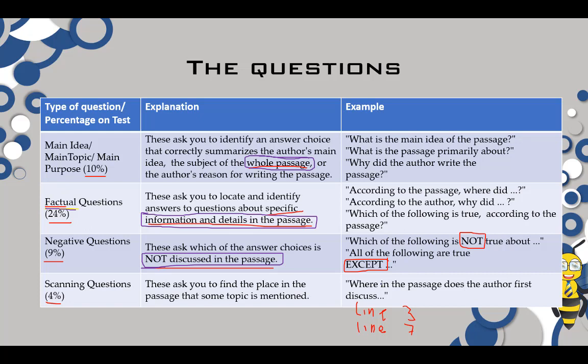Or it says, where in the passage does the author first discuss something? And the answers could be like line 3, line 7, line 5, etc. So the answers are going to be with a number to identify in which part of the lecture something was mentioned.